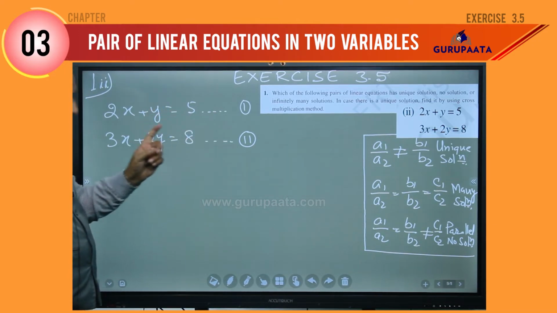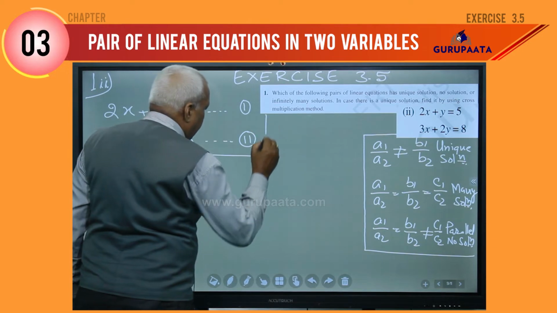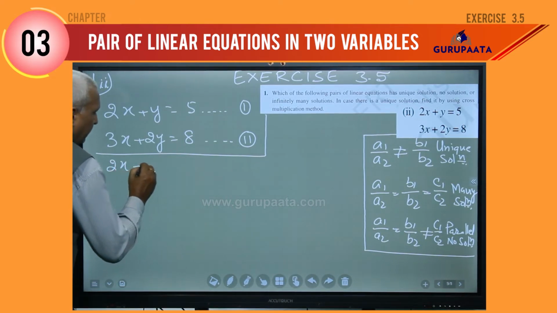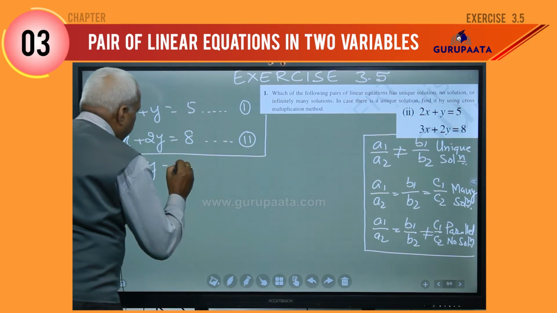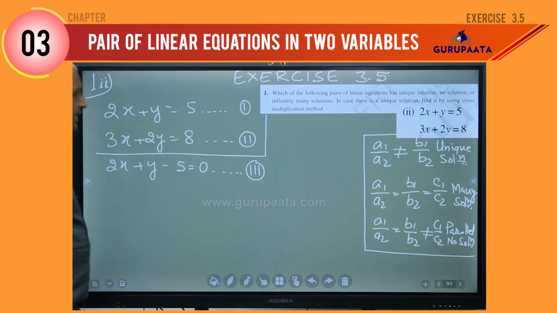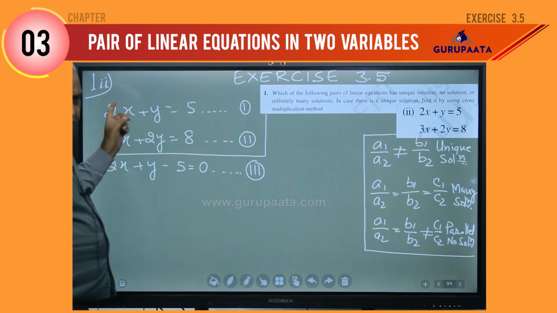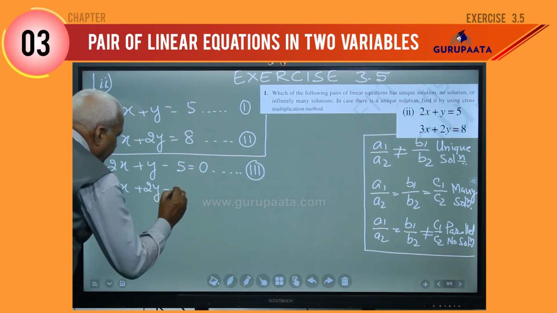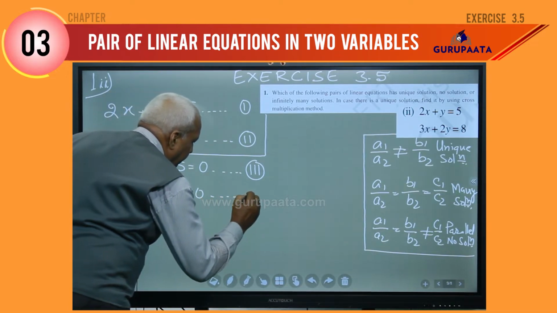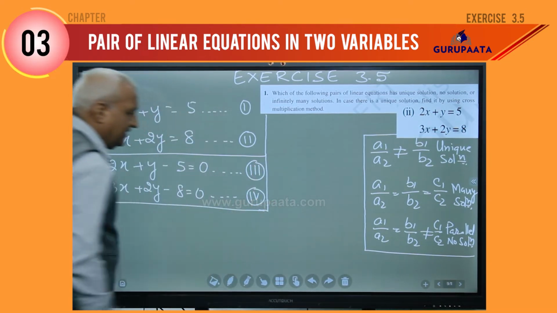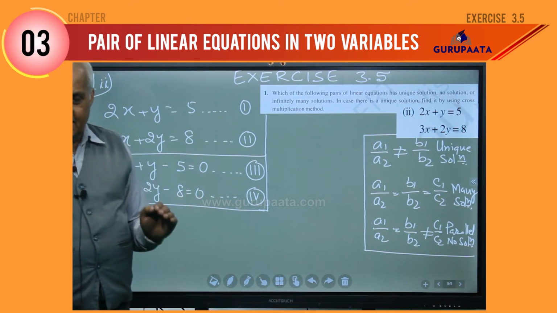Equation number 1 can be rewritten, so I am drawing a line over here, as 2x plus y minus 5 equal to 0, and this I am giving equation number 3. Equation number 2 can be rewritten, where rewriting means I have brought the 8 to the LHS, as 3x plus 2y minus 8 equal to 0. This again will be equation number 4. Why have I rewritten? Because now it has come to the standard form.